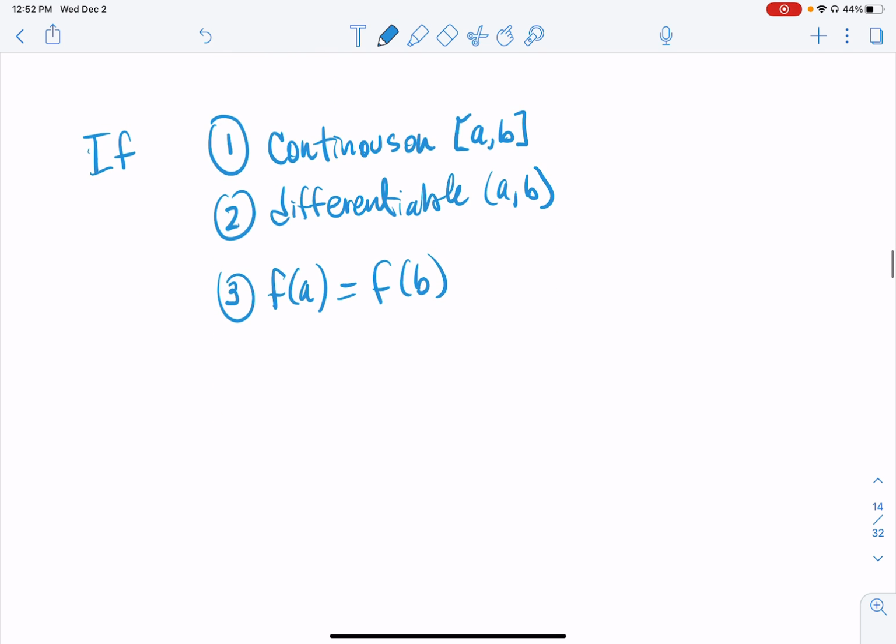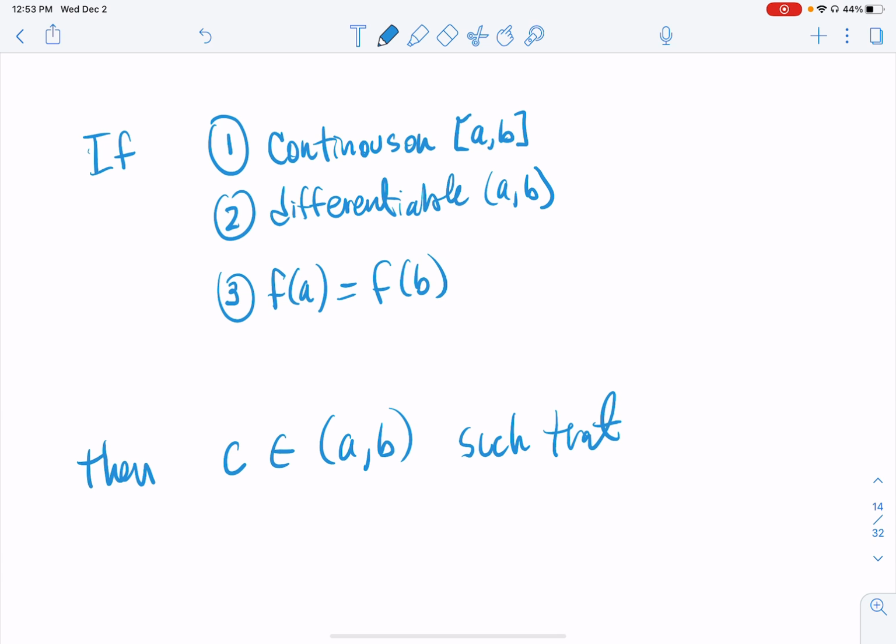If those three things are true, then there is a C value in the open interval from A to B. In other words, it doesn't occur at the endpoints, such that f prime of C is equal to 0. So anytime you see on one of those multiple choice questions something about the derivative equaling 0 and you're trying to find a value where that's happening, it's definitely concerning Rolle's theorem.